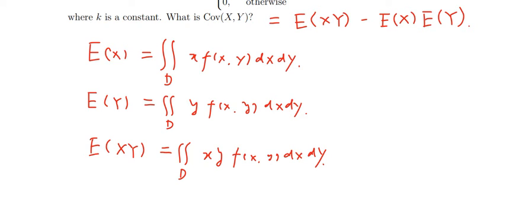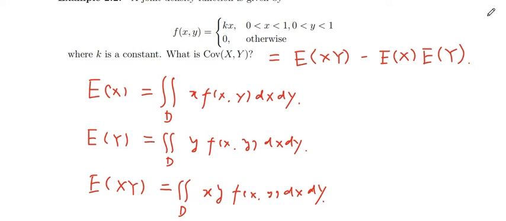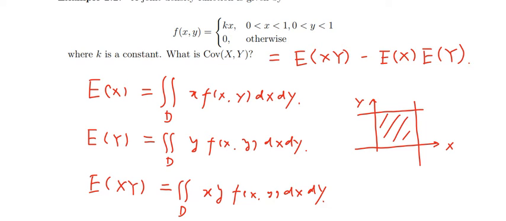So this is just the definition. If we wanted to do the integration, let's check this. The region D has x between 0 to 1, and y is also from 0 to 1. So this region D is this square.